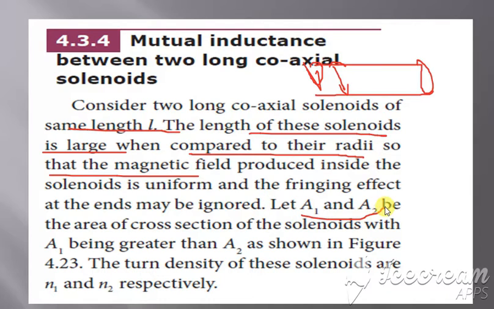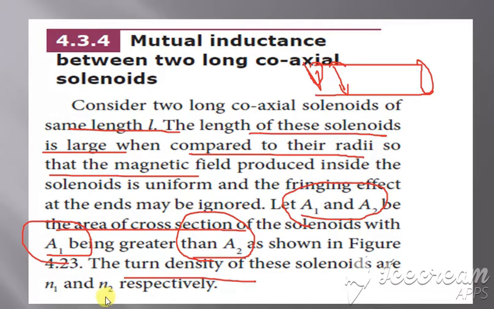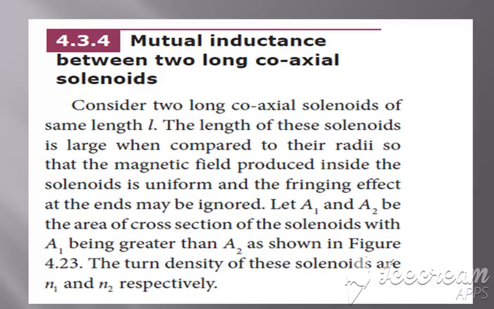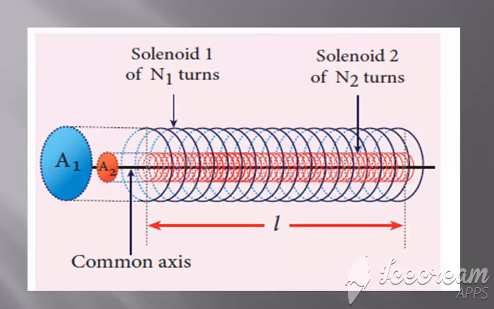Clear? Next, let A1 and A2 be the cross-sectional areas such that A1 is greater than A2, and the turn densities we are writing as n1 and n2. So considering the areas to be A1 and A2 and the turn densities to be n1 and n2, we are finding out the mutual induction. So these are the two coils. These two coils have the same length, but when you see the radius, coil 1 has a greater radius than coil 2.